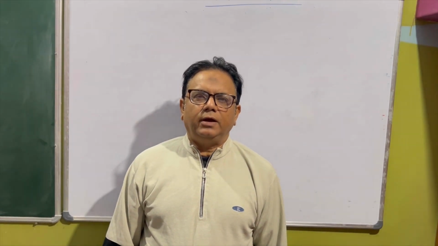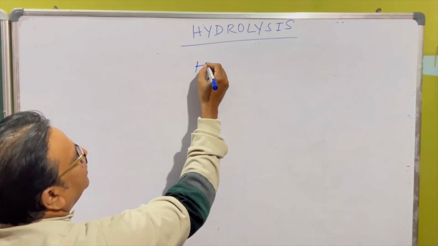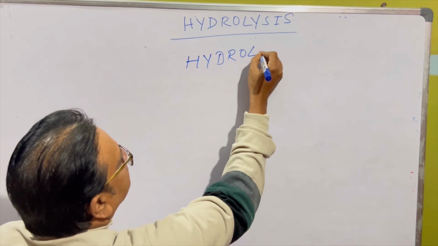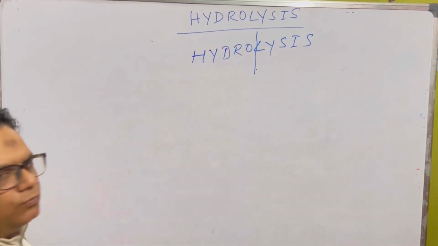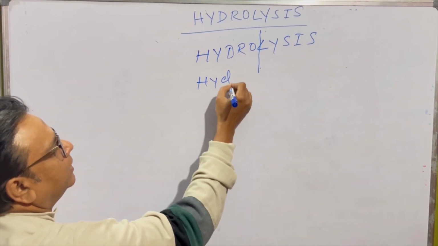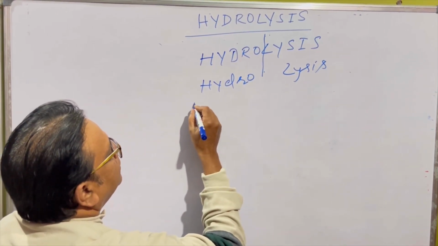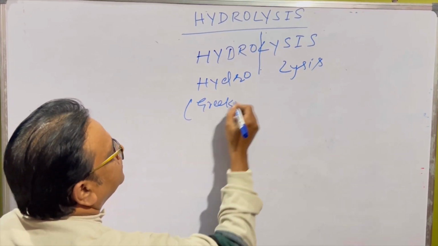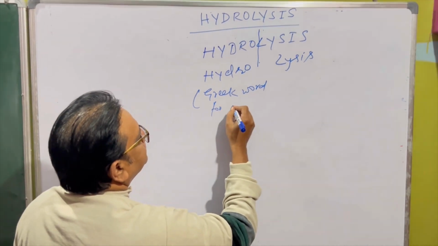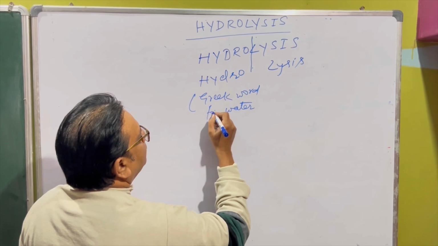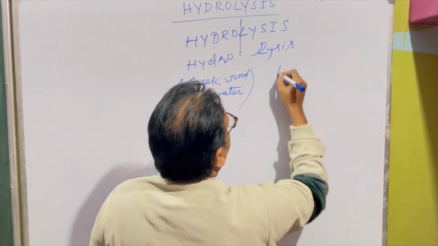Hello friends, in this video we will talk about hydrolysis and its various types, which are very frequent in use in biochemical processes. So let us talk hydrolysis. As the name suggests, hydrolysis is made up of two words, hydro and lysis. Hydro is the Greek word for water, and lysis means breaking.